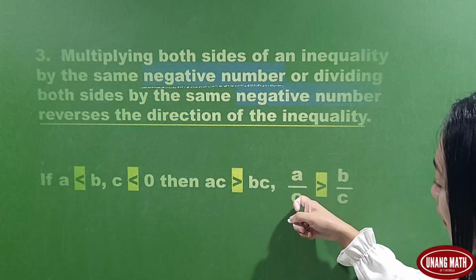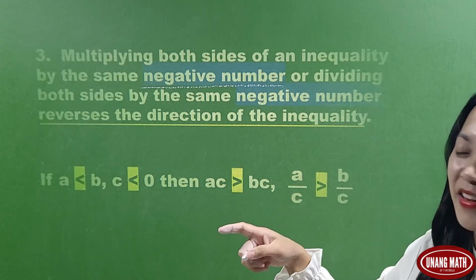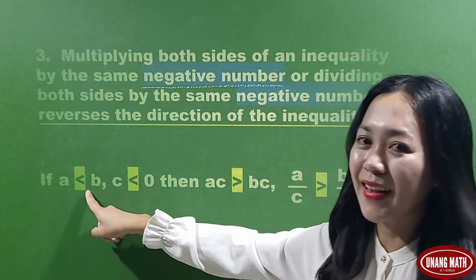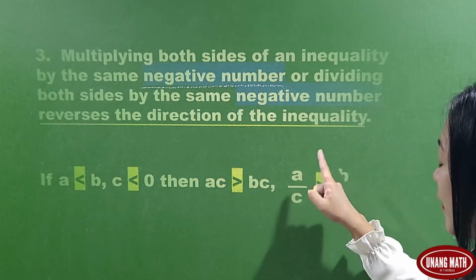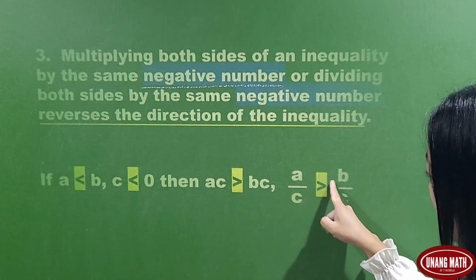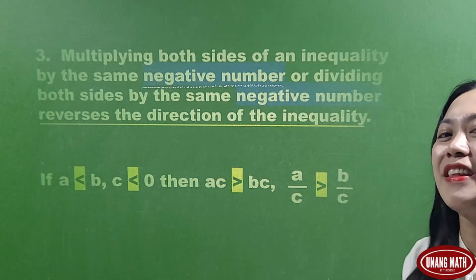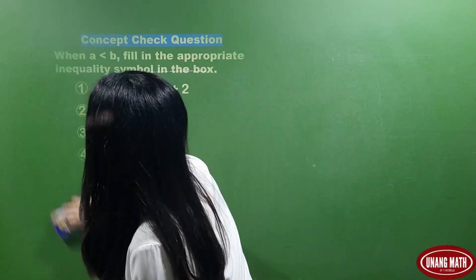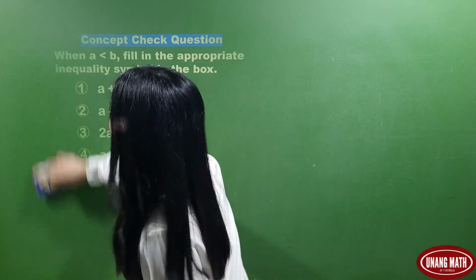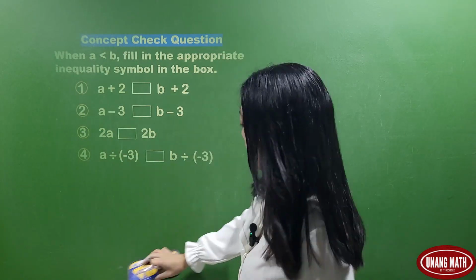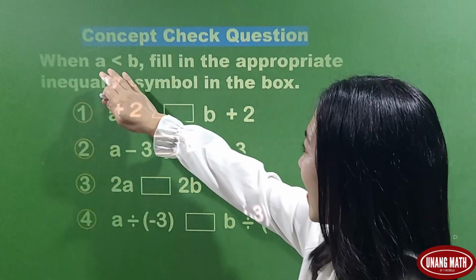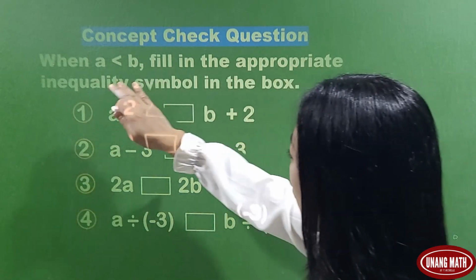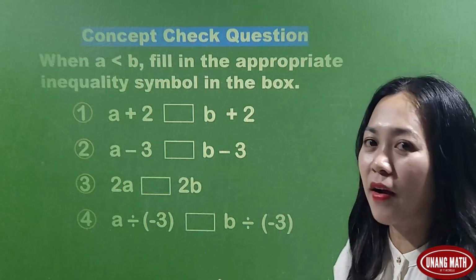Also, if we divide both sides of the inequality by a negative number, instead of less than, the symbol now becomes greater than. So A divided by C is greater than B divided by C. Okay, this time, with more examples, let's answer this concept check question. When A is less than B, we will fill in the appropriate inequality symbol in the box.